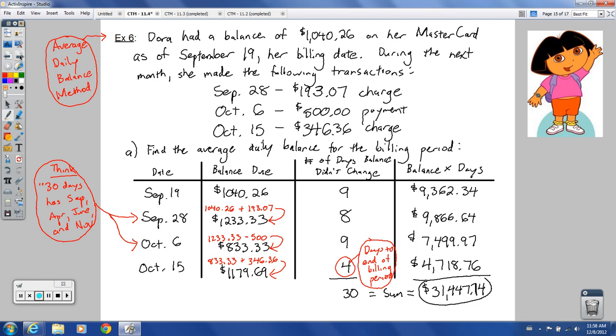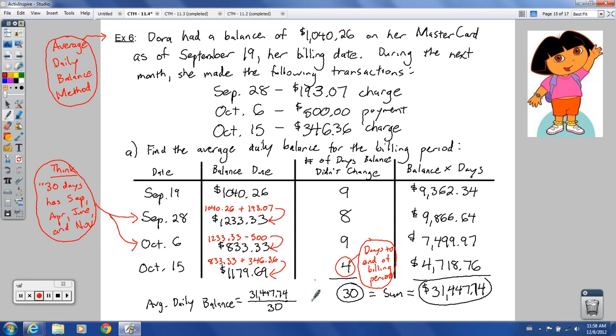And so I'm going to squeeze this in here. I can get this in here. So the average daily balance would be the sum of the values, and I'll circle this as well. So the sum of the values, the total. When you think of average, think of the total divided by the number of, in this case, days, divided by the number of things you have. So this would be 31,447.74 on the top, divided by 30 on the bottom.